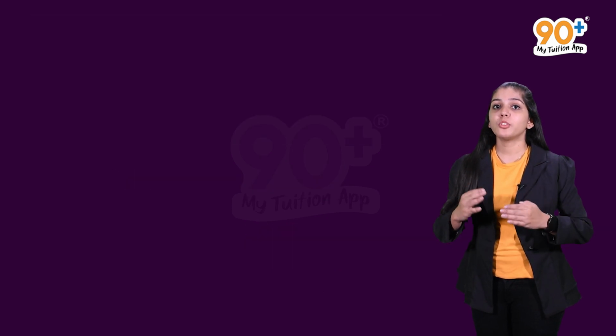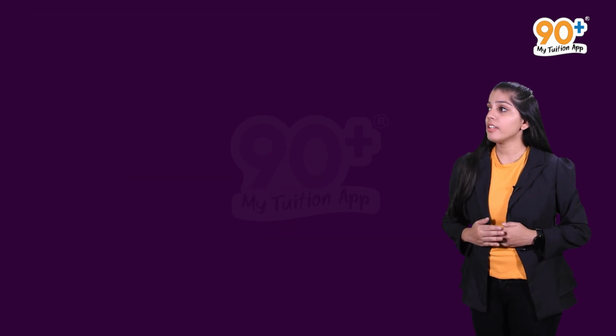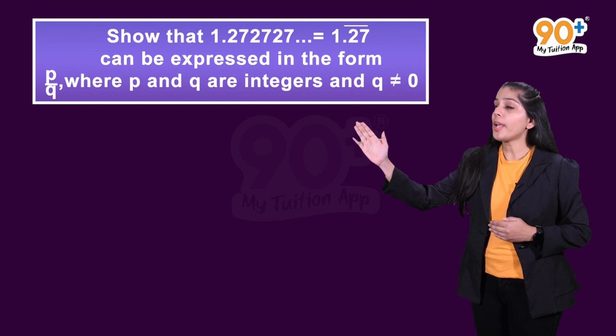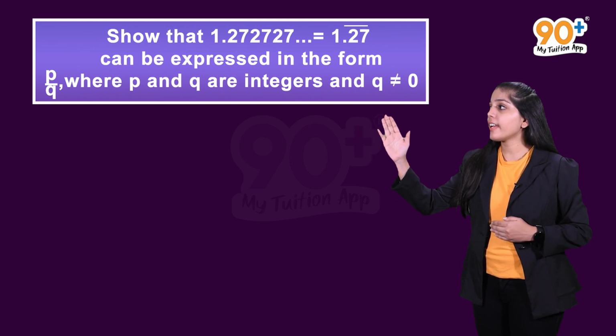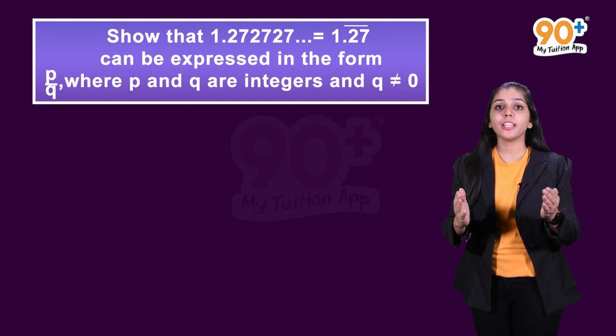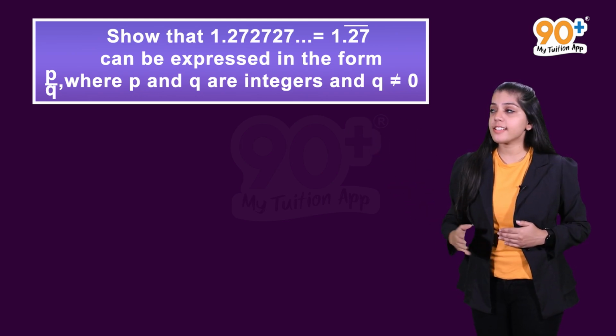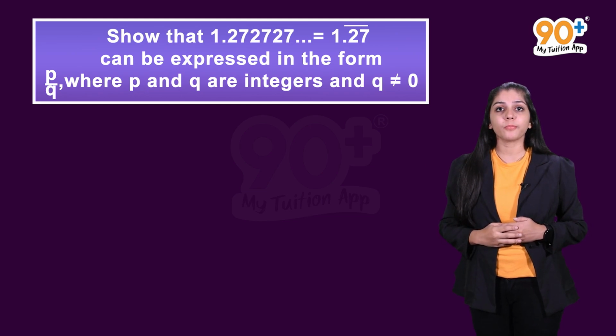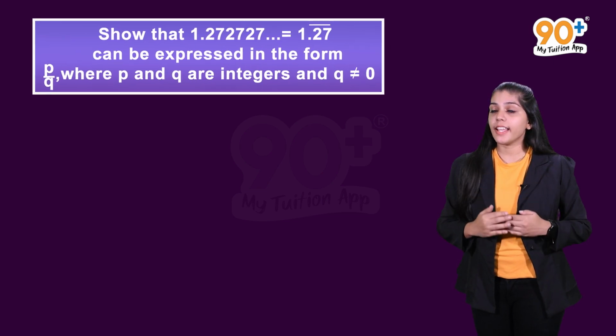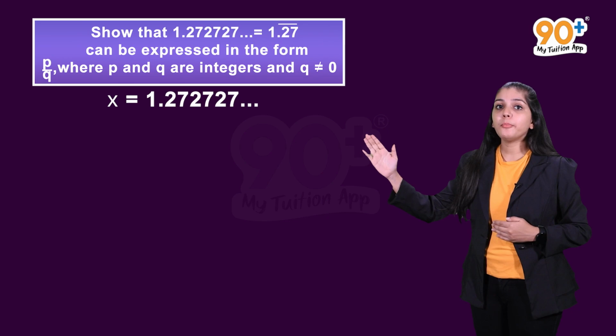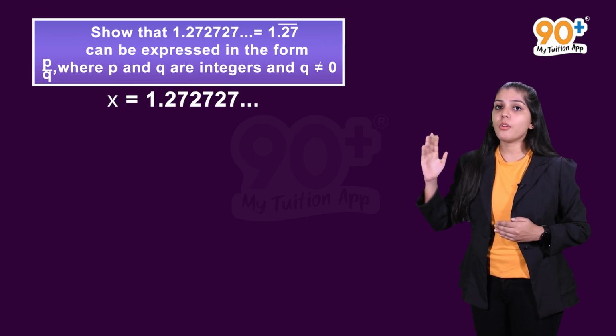Next, let's move to another question. We have: show that the number 1.2727 and so on can be expressed in the form of P by Q, where P and Q are integers and Q not equal to 0. Student, let's take x is equal to 1.2727 and so on.